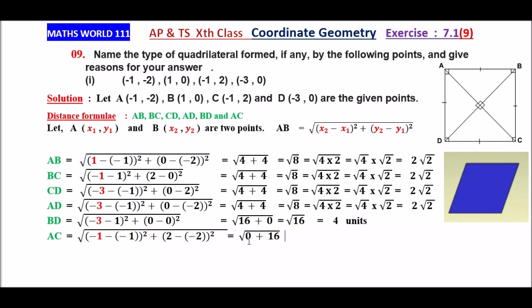Got it? So 0 plus 16 is nothing but 16. That is root 16. What is the value of root 16? 4 4s are 16. That is equal to 4 units. We got BD and AC.